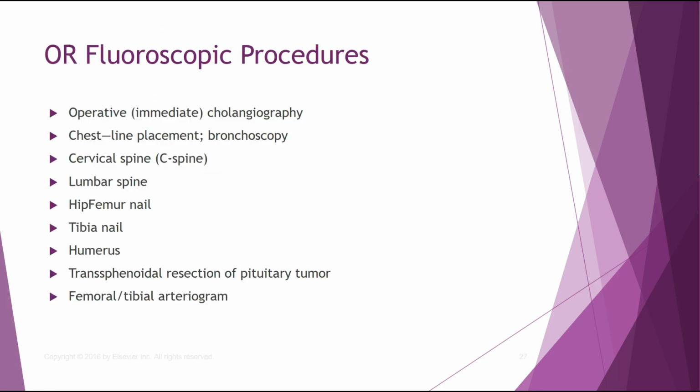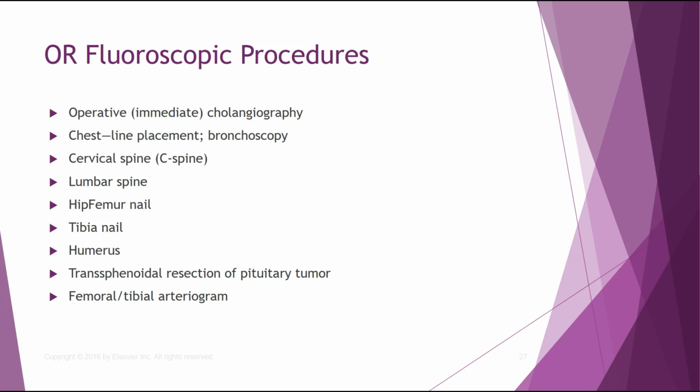Okay, the main procedures that they're going to be talking about in this chapter and that you're probably going to be seeing are the operative cholangiography, chest line placement, so central line placement, sometimes bronchoscopy, not so much anymore, C-spine surgery, lumbar spine surgery, hip and femur nailings. You'll also see prosthesis placement for hips, tibial nailings, humerus replacement and humerus nailings.